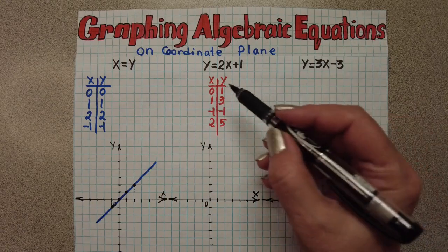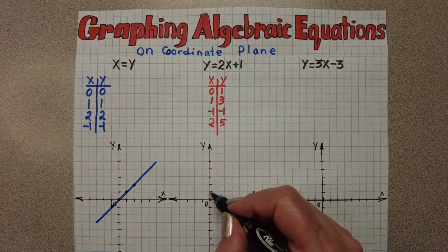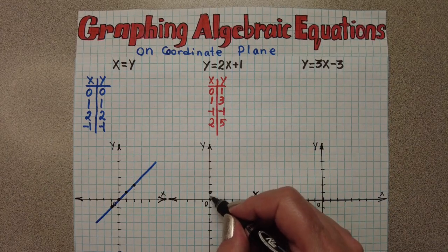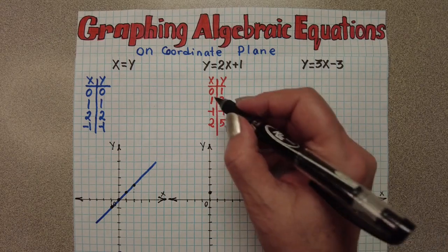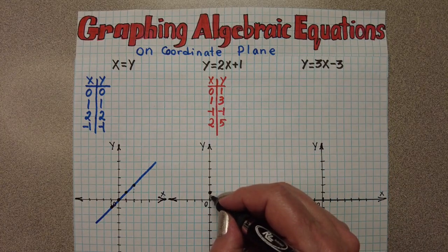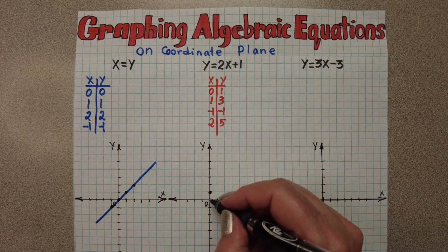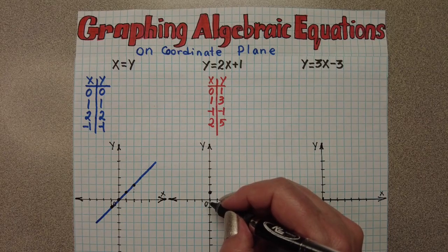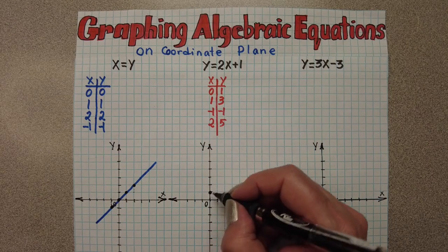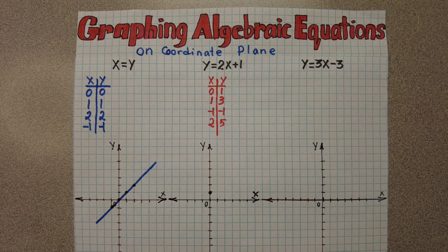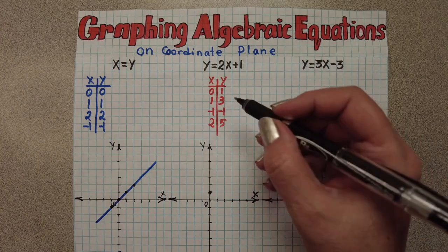Let's start from the first one. When x is 0, y equals 1. This is the point. X is 0, y is 1. We call this the y-intercept. When x is 0, that's where a line crosses the y-axis, and it is the y-intercept. Again, when x is 0, we have the y-intercept. We're going to use this y-intercept or x-intercept many times in the future.